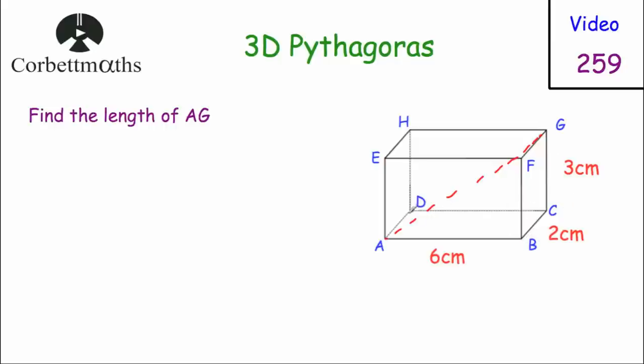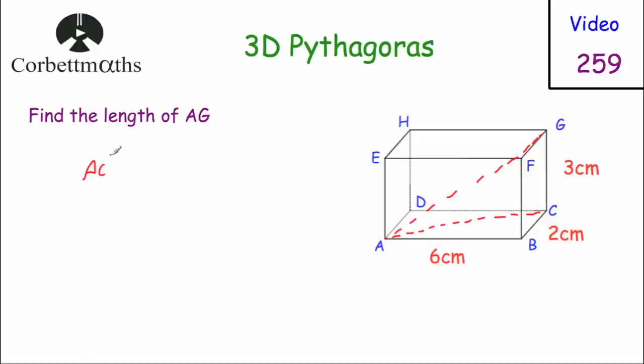So let's start off by looking at the base of this cuboid. The base of the cuboid is a rectangle. We've got 6 and we've got 2. If we turn this base into a right angle triangle, we can find the length AC. That's going to be very important because we know this is a right angle triangle. If we know what this is and we've got the 3, we can then find the length of AG. So let's find the length of AC to begin with.